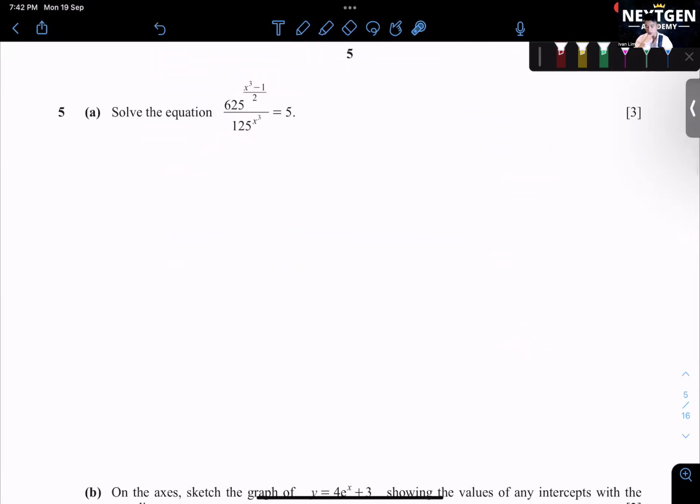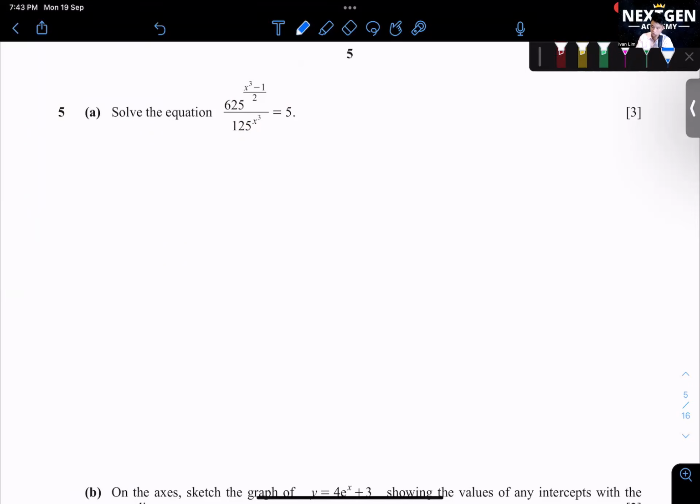Question 5, solve the equation 625 to the power of x cubed minus 1 over 2, over 125 to the power of x cubed, equals to 5. Okay, 3-mark question. All you need to do is slowly simplify all of it. Okay, then what else can you all see here? 625, 125, 5. It's all 5 to the power of something, right? You can change it to base 5. Then you can just compare. Then we use our law of indices.